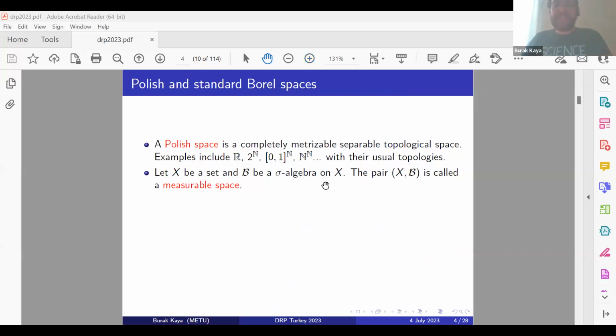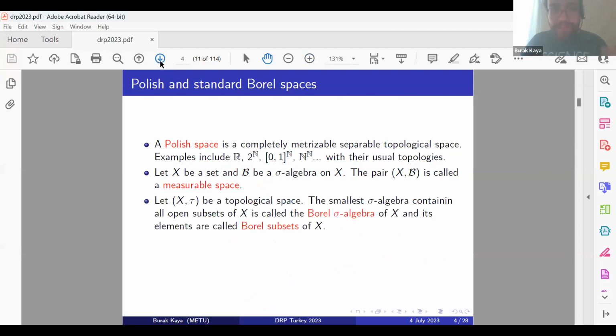Now, if you have a set and a sigma algebra, this pair is called a measurable space. It's not called a measure space, it's a measurable space, because when you put a measure on it, it's going to become a measure space. So this is like a set together with sets that I can measure, which is why it's called a measurable space. Now comes the main definition.